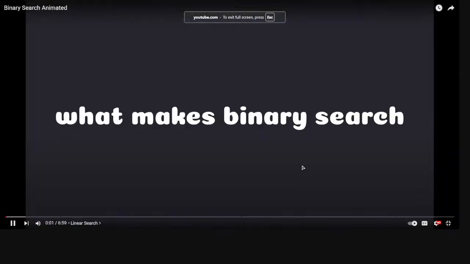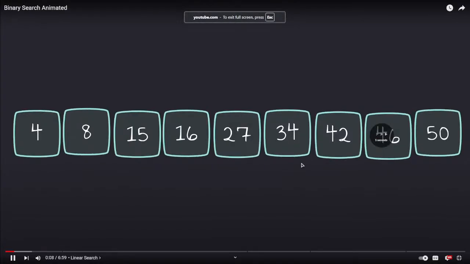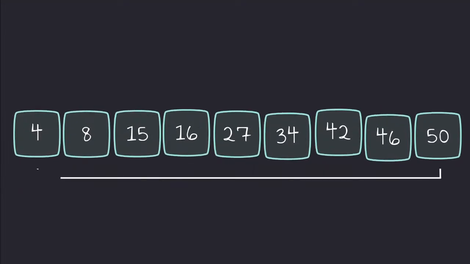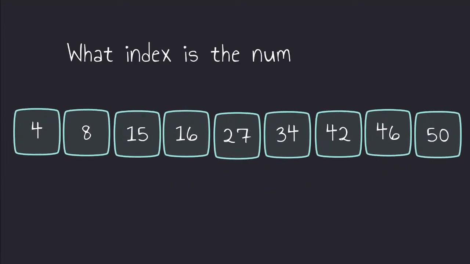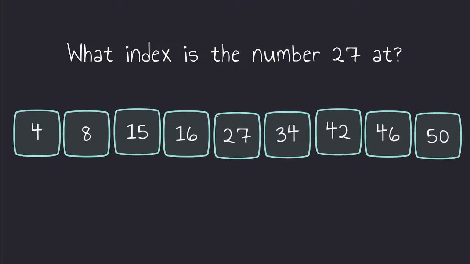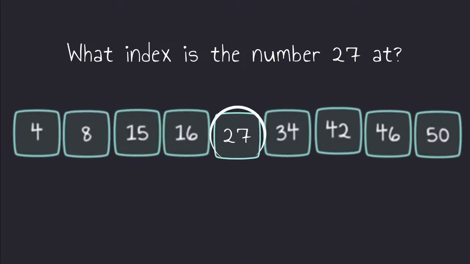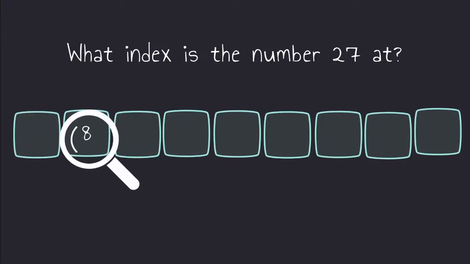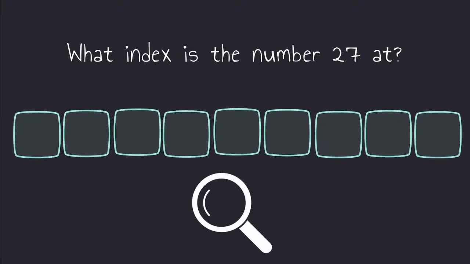What makes binary search so important? To answer that question, let's first take a look at this array of numbers, ranging from 4 to 50. If I asked you to tell me what index the number 27 is at, you could probably figure this out pretty easily by just, well, looking at it. But what if you could only look at one number in the array at a single time? How would you figure out the index then?